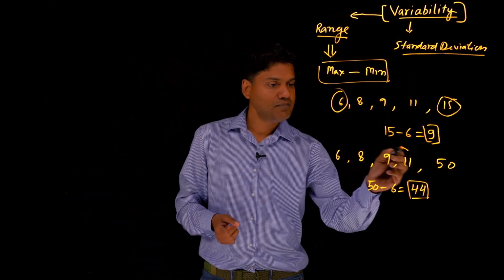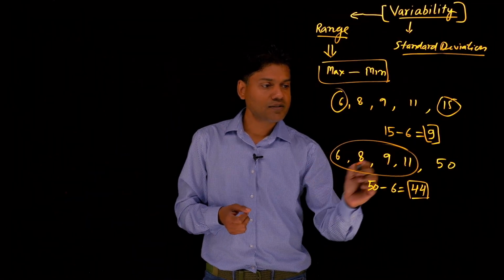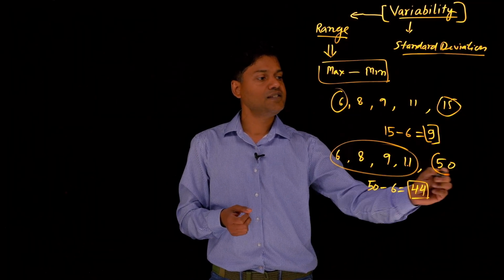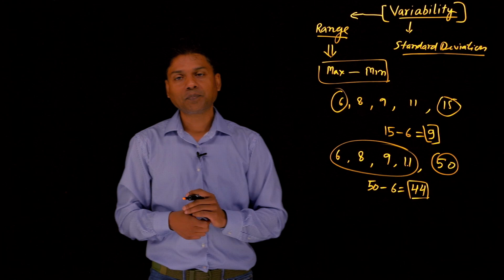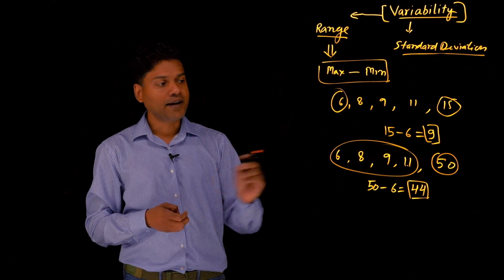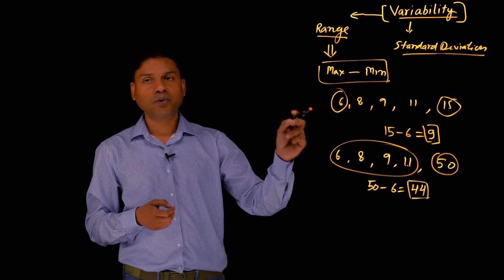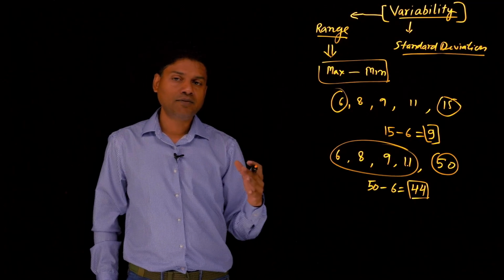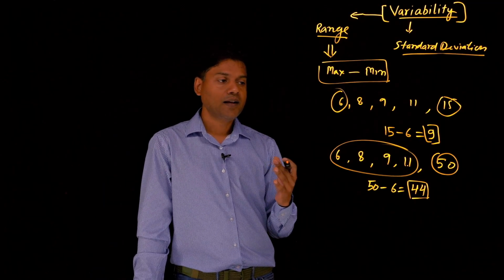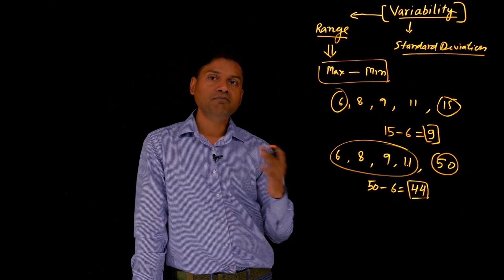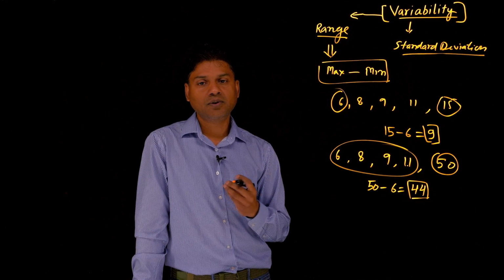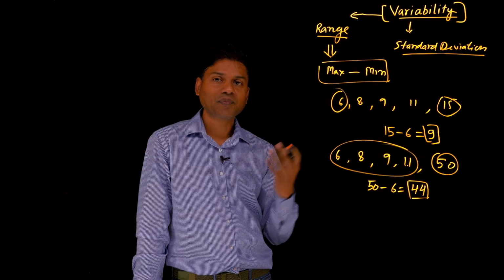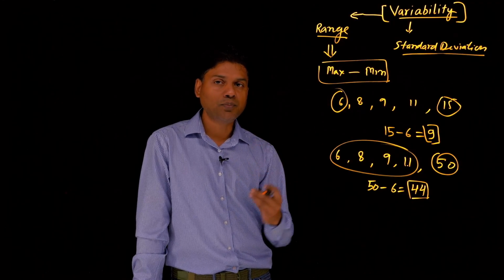However, if you see, most of the values are centered between only 6 and 11. So the 50 is an outlier here. That is a limitation of range statistics. If you have an outlier in your data, range might be misleading information or may not give you the truer picture. So how to get a truer picture?